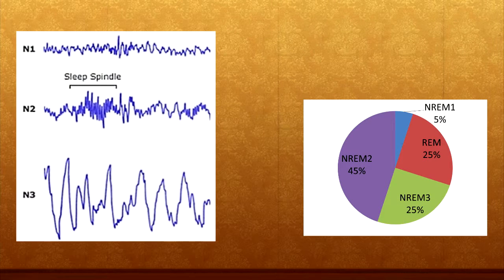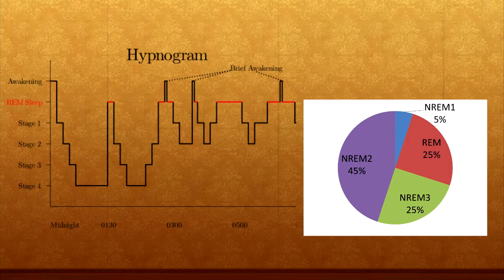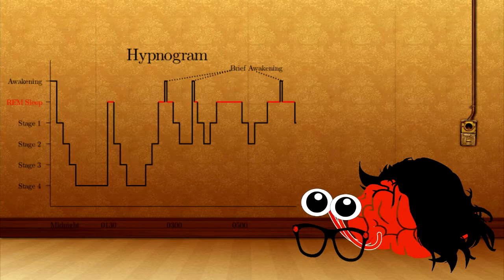We go through this second stage several times, and this is why it is the stage we stay in longest in one night. From 45 to 50% of sleep in adults is spent in this stage.